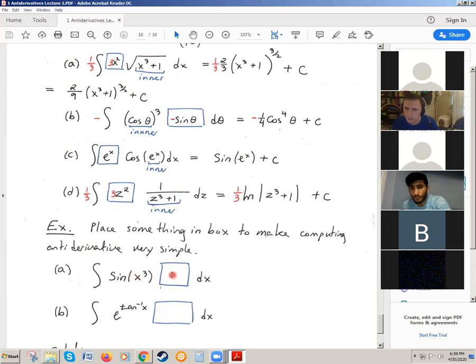To find an antiderivative for sine of x cubed is very difficult. But I can place something here, and the integral will be very simple. You see, this guy comes out when they take the derivative, and it will be 3x squared that I want to place here. If I place 3x squared, the integral would be what? So place here 3x squared and tell me what's the integral.